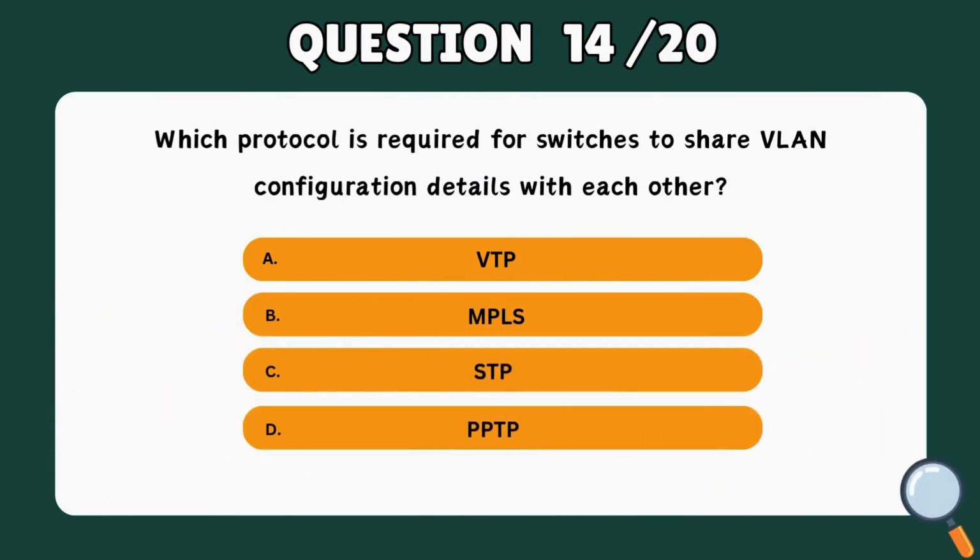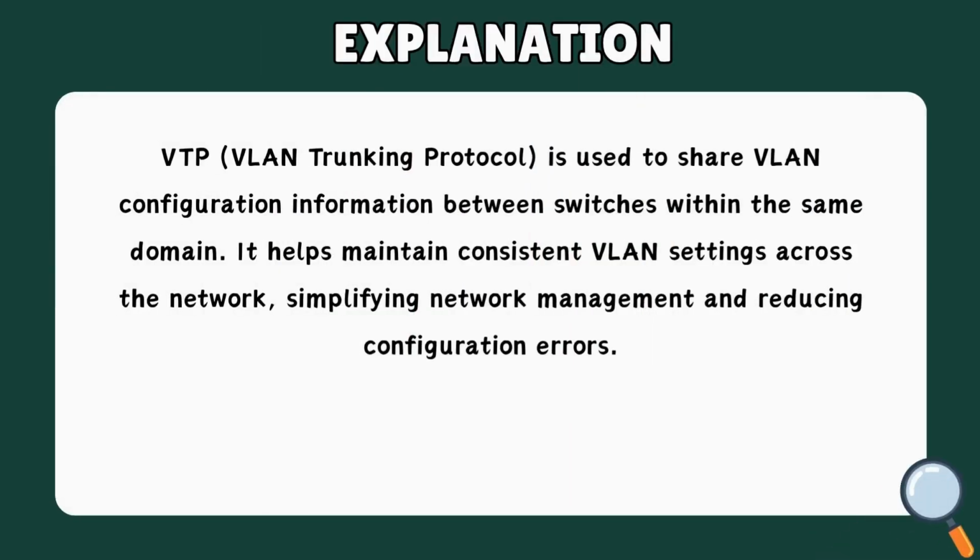Question 14. Which protocol is required for switches to share VLAN configuration details with each other? A. VTP, B. MPLS, C. STP, D. PPTP. Correct answer A. VTP. VTP, VLAN Trunking Protocol, is used to share VLAN configuration information between switches within the same domain. It helps maintain consistent VLAN settings across the network, simplifying network management and reducing configuration errors.